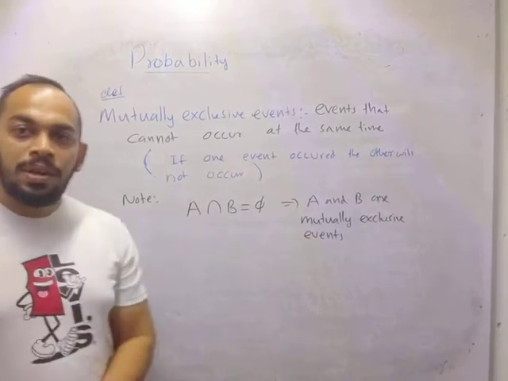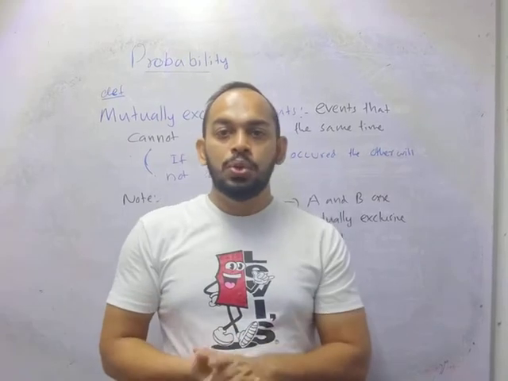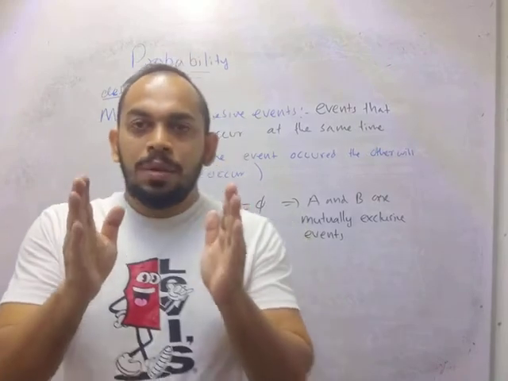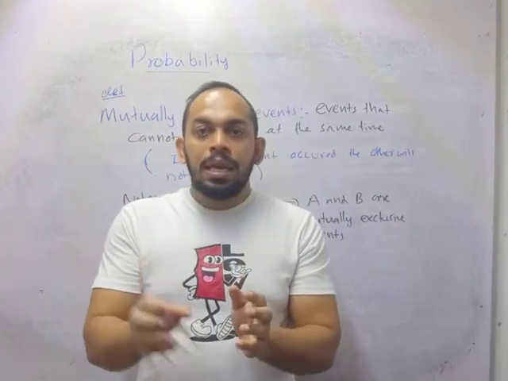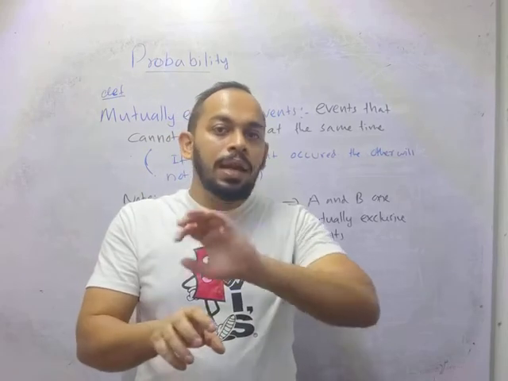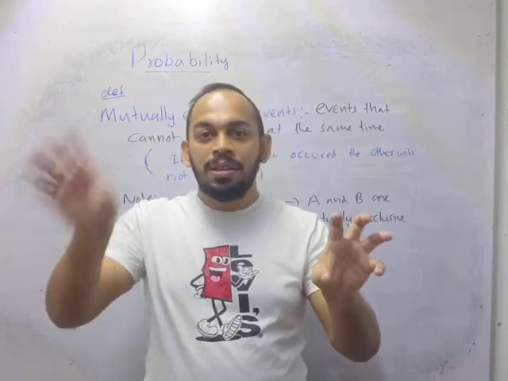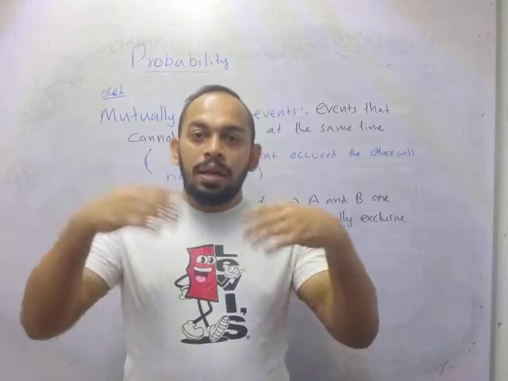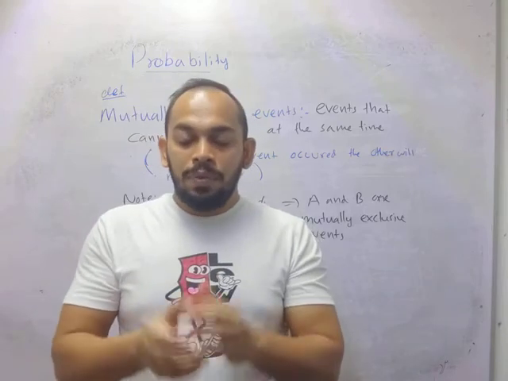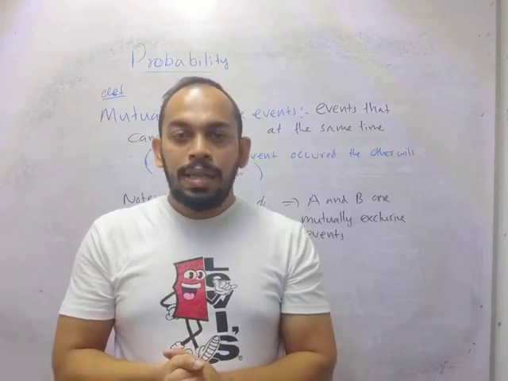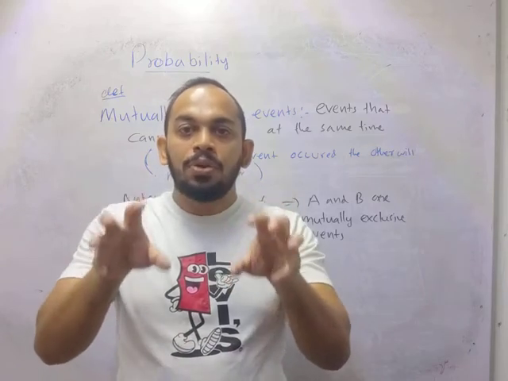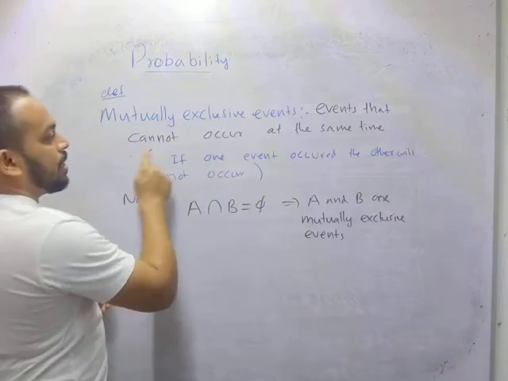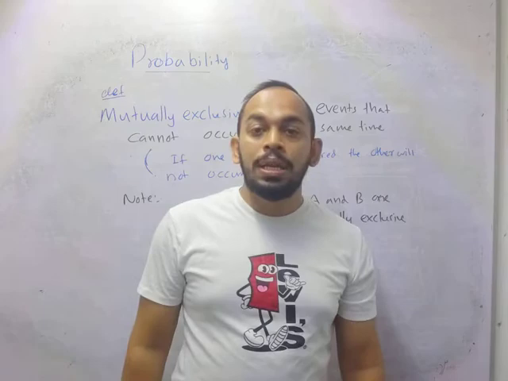The next one is mutually exclusive events. So what are mutually exclusive events? If two events are mutually exclusive, it means if one event occurred, the other one cannot occur. If the other one occurred, the first one cannot occur. Those events are called mutually exclusive events. In other words, both events cannot occur at the same time. Events that cannot occur at the same time are called mutually exclusive events.